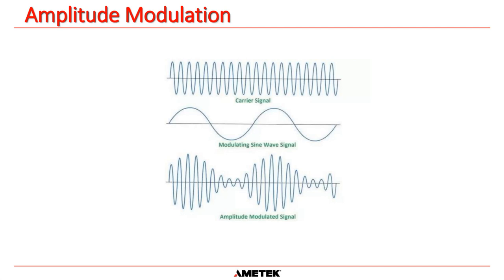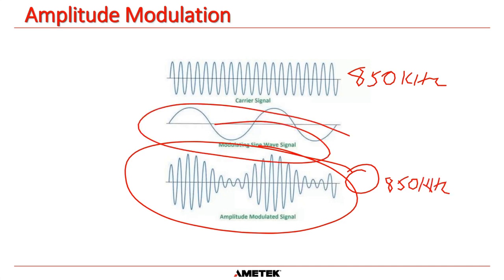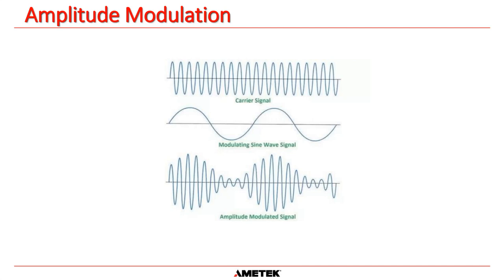And then obviously when this signal goes into the receiver, it will have some filtering. I said that this carrier waveform was 850 kilohertz. So they will have a filtering system on the receiver here that filters out 850 kilohertz. And you will be left with that modulating sine wave signal at the end. That's how AM radio works.